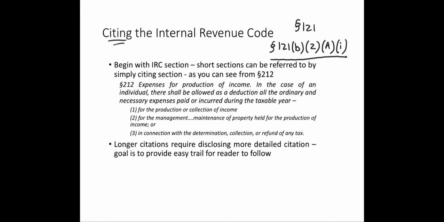What I was saying earlier is that it's not always going to be little b, then 2, then big A. It's not going to be in that exact format. For example, section 212 just starts off: in the case of an individual, there shall be allowed as a deduction all the ordinary and necessary expenses paid or incurred during the taxable year, and it lists 1, 2, and 3.